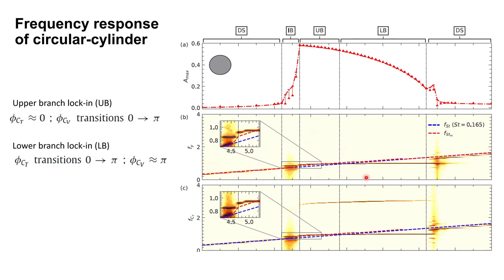And here, if you go just here, you'll see one dominating frequency. So that is the frequency. And in this panel, the frequency is for the vortex shedding. So I'm taking the transverse force and just taking the FFT of that and then plotting the frequency contours.